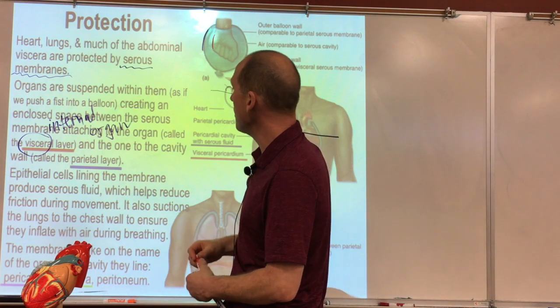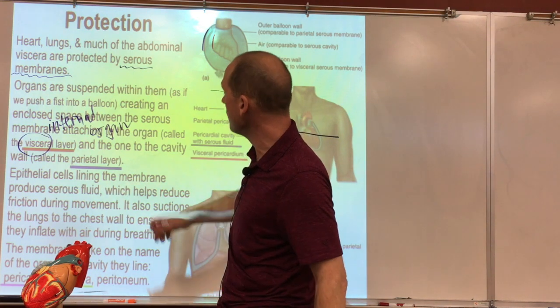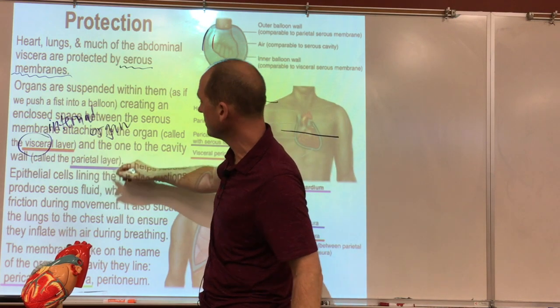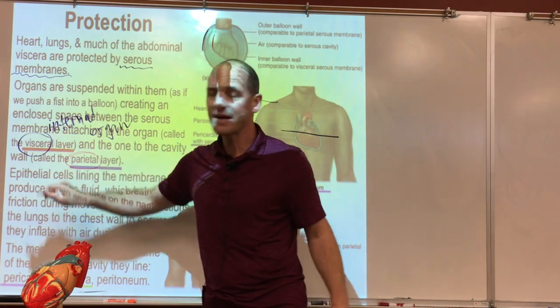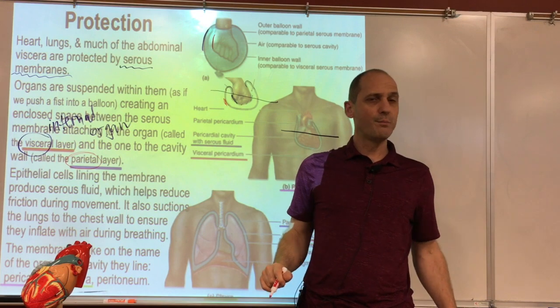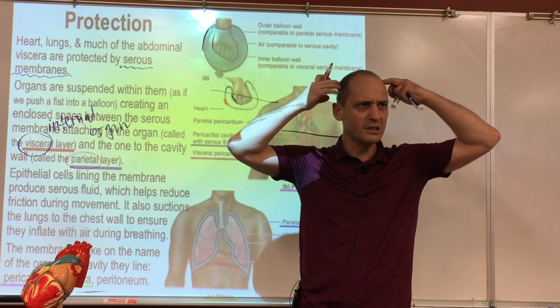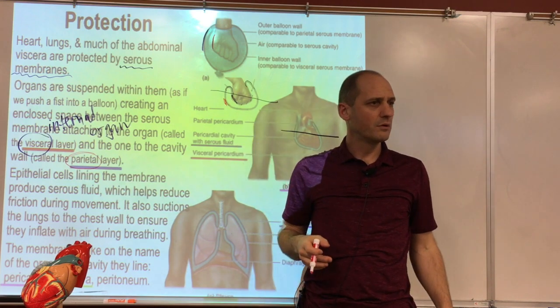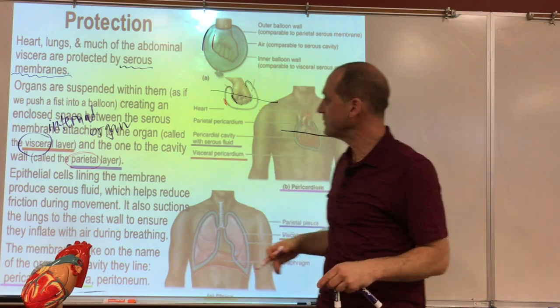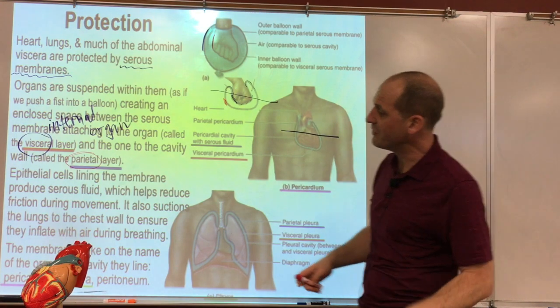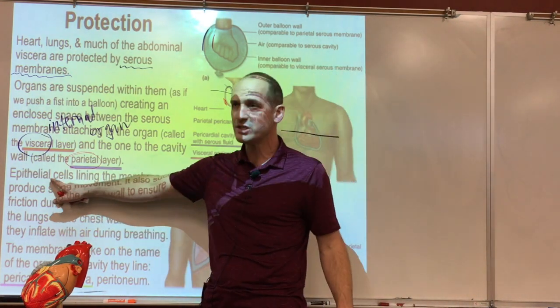And then the one that's on the outside, that's attached to the cavity, I should have taken the other color, huh? That's known as the parietal layer. Parietal means on the outside, like the parietal bone in the skull. That's the outside bone. So that means the wall part. So this is really cool because, well, we have epithelial cells. Remember epithelial cells, they do stuff.